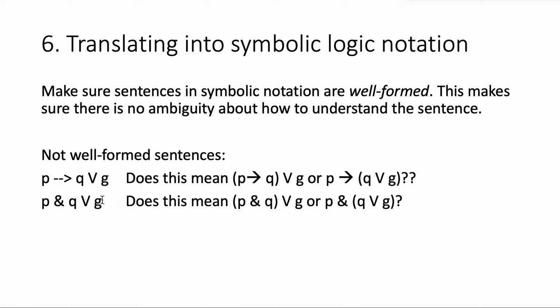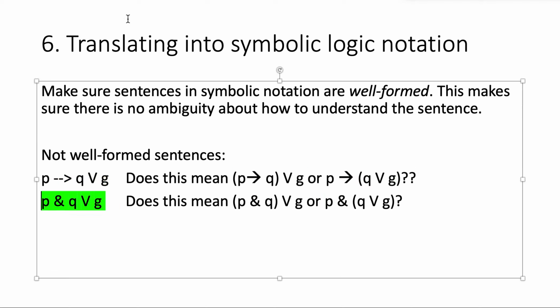And here's another example. We have P and Q or G. It's not clear whether this sentence means P and Q or G, or whether it means P and Q or G. So what I think these examples make clear is that in order for a sentence to be well formed, it needs to have brackets in the places where brackets are needed.